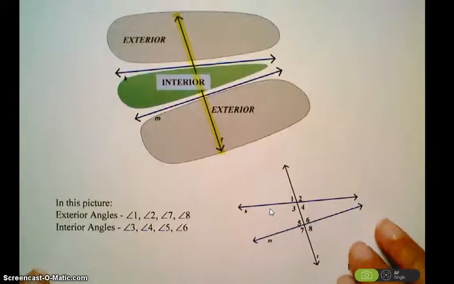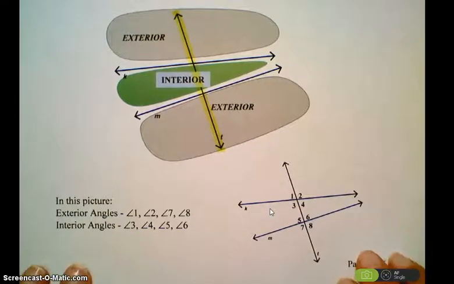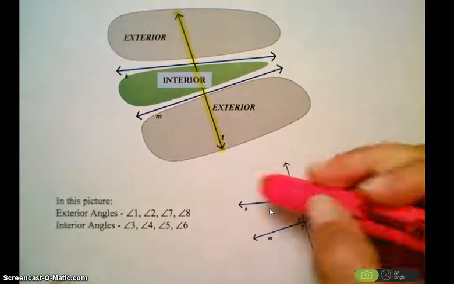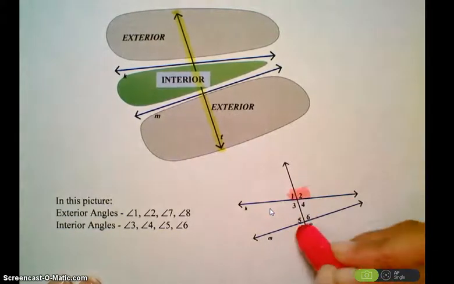So if we take a look at the picture at the bottom of the page, we can see the exterior angles would be angles 1, 2, 7, and 8. So again, that would be these guys out here.